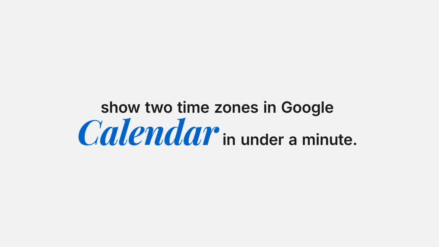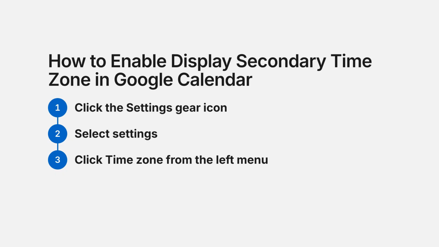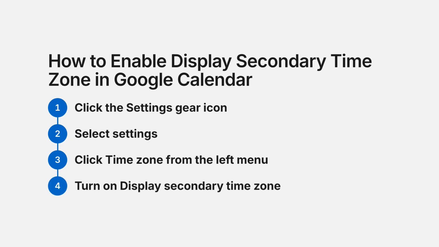Are you tired of guessing what time it is for your remote team members? Learn how to show 2 time zones in Google Calendar in under a minute. In this quick tutorial, I'll walk you through the 4 simple steps to enable the secondary time zone. First, we access the Settings gear, then navigate to Time Zone options.